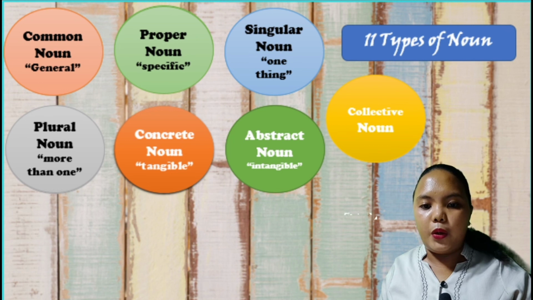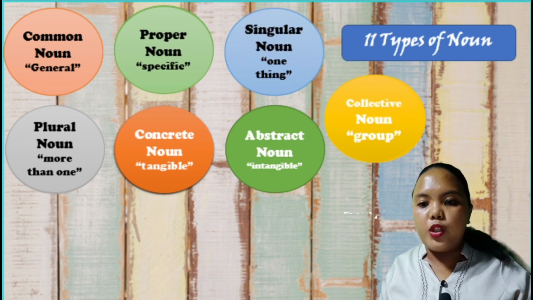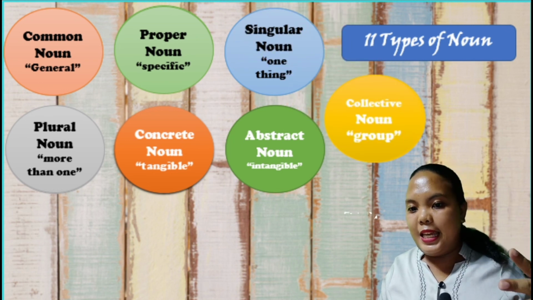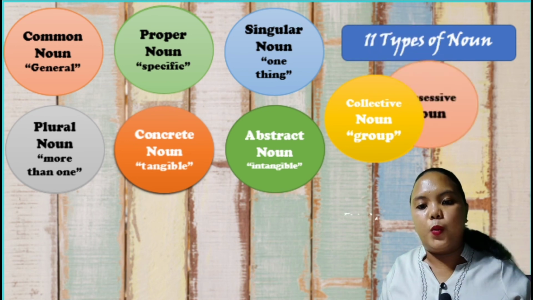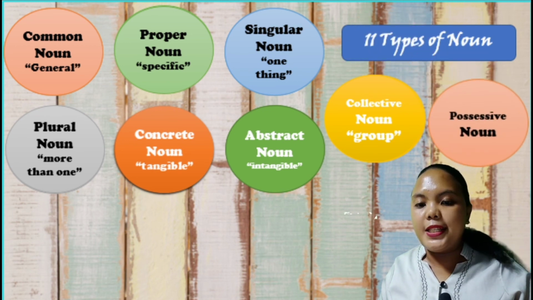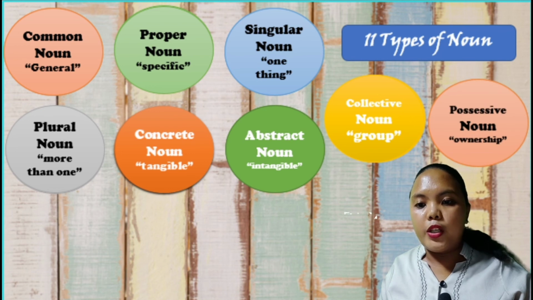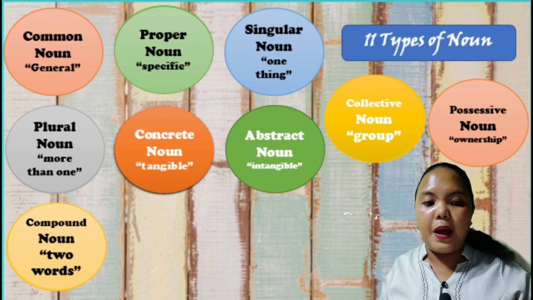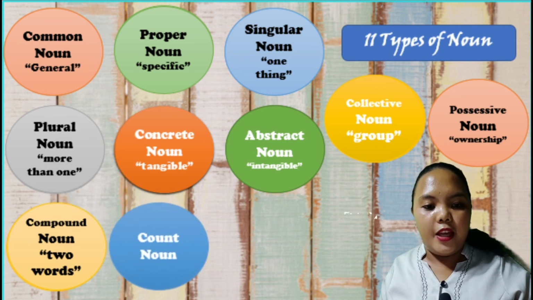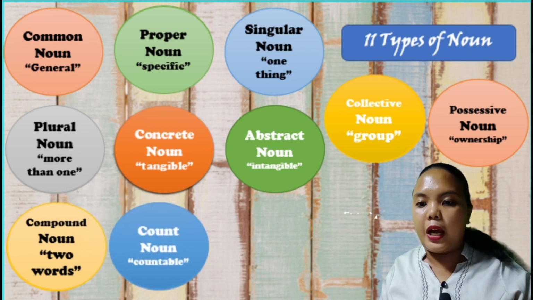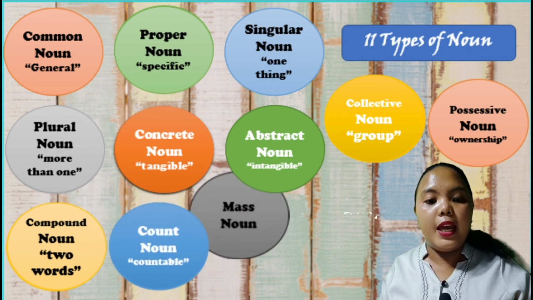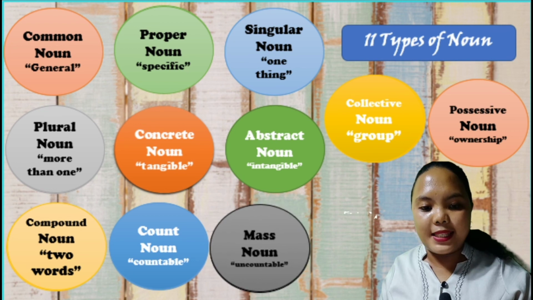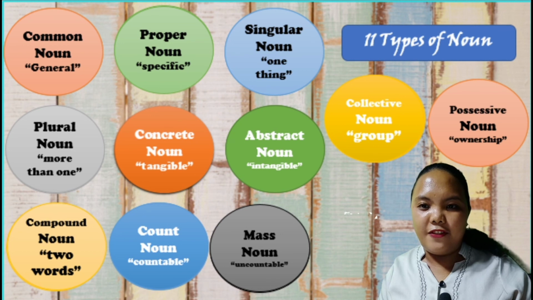And then we have the collective noun, which is a group, for example, a team, a flock, a family as well. Then you have possessive noun, which pertains to ownership of something. And then we have the compound noun, which means two words being combined. And then we have the count noun, which are countable nouns. And lastly, we have the mass noun, which are uncountable nouns. So these are the 11 types of noun.